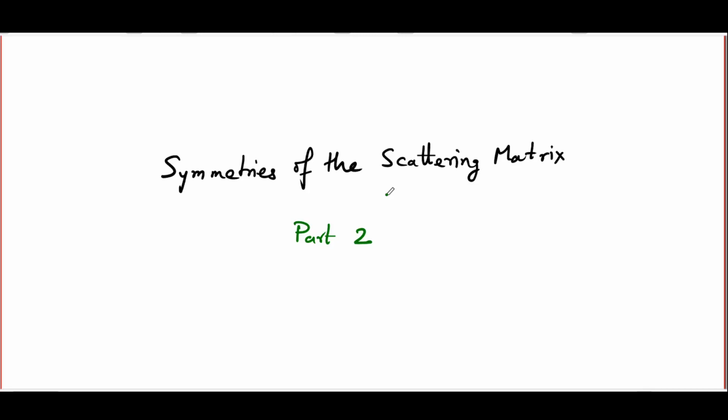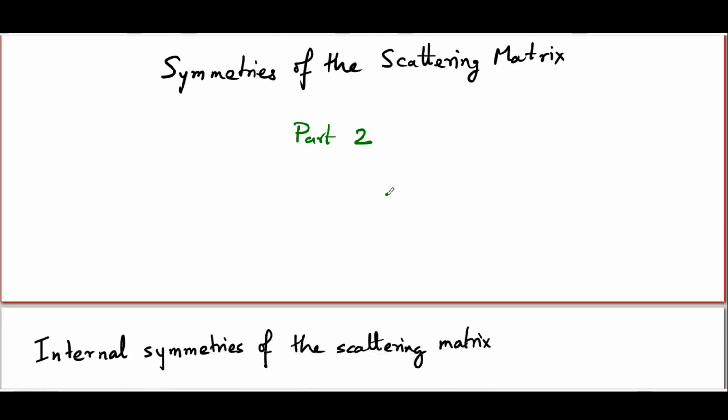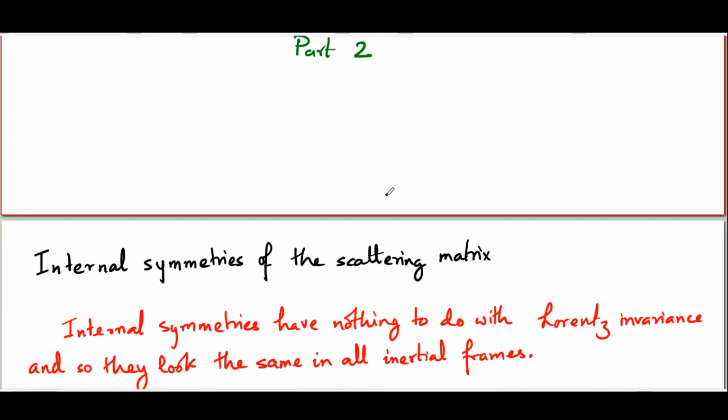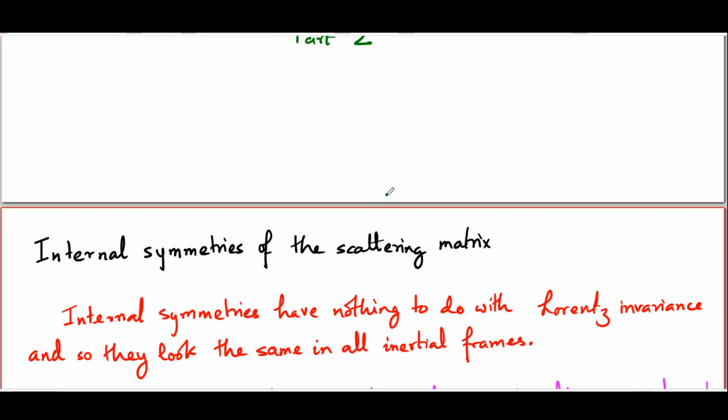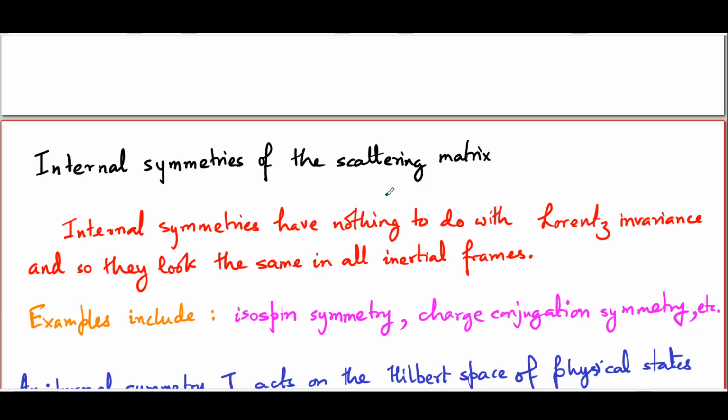In today's lecture, we are going to take a look at internal symmetries. These are symmetries which have nothing to do with the Lorentz invariance of a system, and in particular, look the same irrespective of which inertial frame you are looking at. Examples include things like isospin symmetry, charge conjugation symmetry, the so-called global U(1) symmetry, the symmetry in which you change the phase of a system by a constant global amount, and so on.